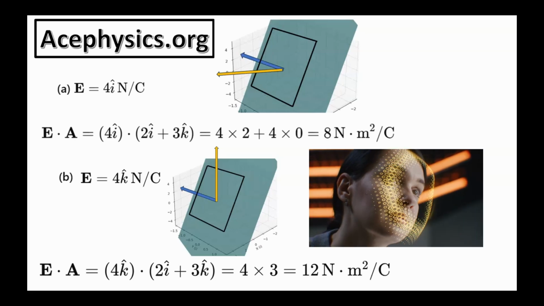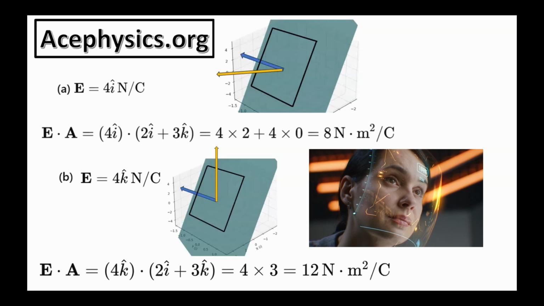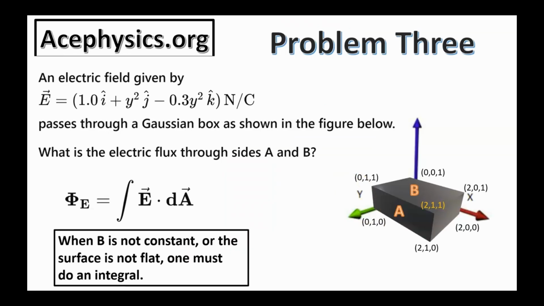Magnetic flux has its own special unit called the Weber, while electric flux doesn't have a fancy name and is measured in newton meters squared per coulomb. Flux always has units of field multiplied by area. We continue on to problem number 3.